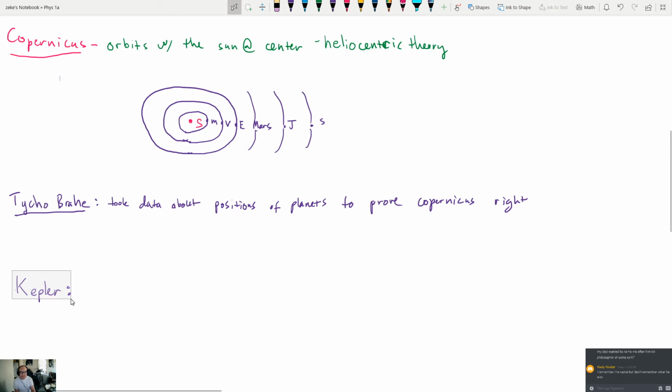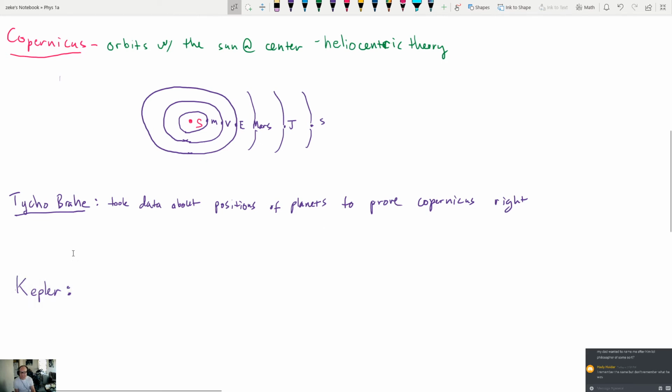So Kepler takes the data from Brahe. In fact, I can't remember all the details of this, but if you read about this, it's kind of interesting because there were lawsuits and things where Kepler was battling. I think Kepler took the data, and then the descendants of Brahe, like his children and nieces and nephews, tried to sue Kepler to get the data back. It's kind of funny to think about.